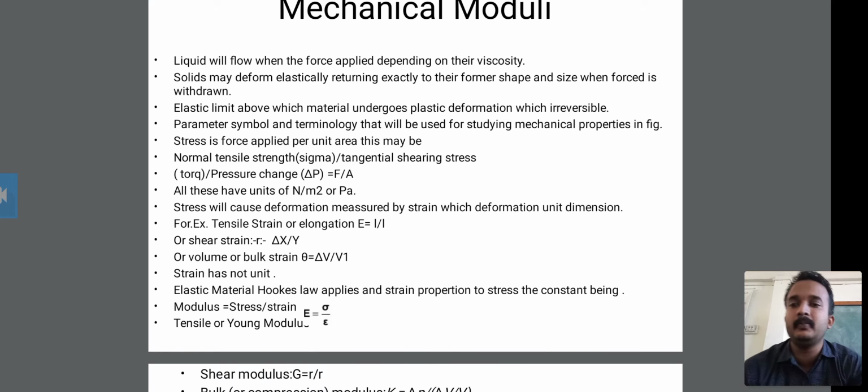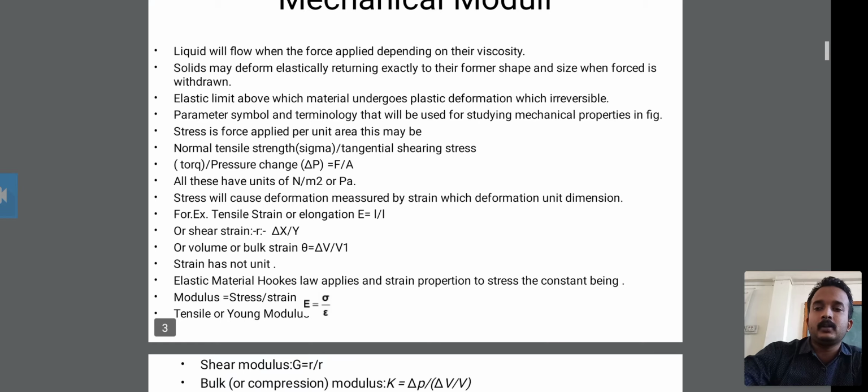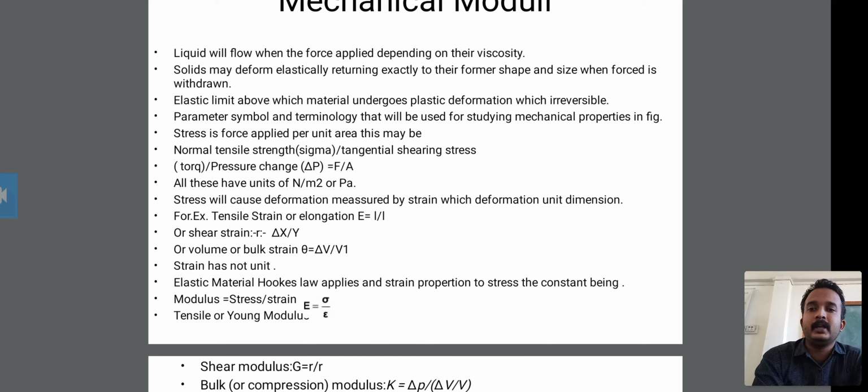Then the solid may deform elastically, returning exactly to their former shape and size when the force is withdrawn. म्हणजे in this mechanical moduli, the solid may deform elastically and return exactly to their former shape and size when the force is withdrawn. ओके, तर एक्झाम्पल म्हणून तुम्हाला सांगतो की रबर, खोड रबर नाही, जे नोटांच्या बंडलसाठी रबर वापरतो ते रबर म्हणजे एक प्रकारे इट इज अ एक्झाम्पल ऑफ दी मेकॅनिकल मॉडेल.